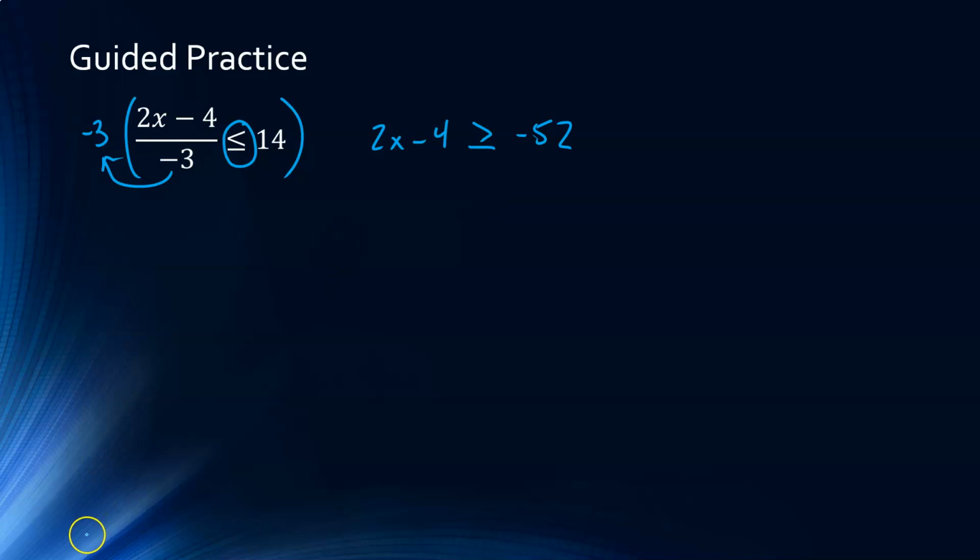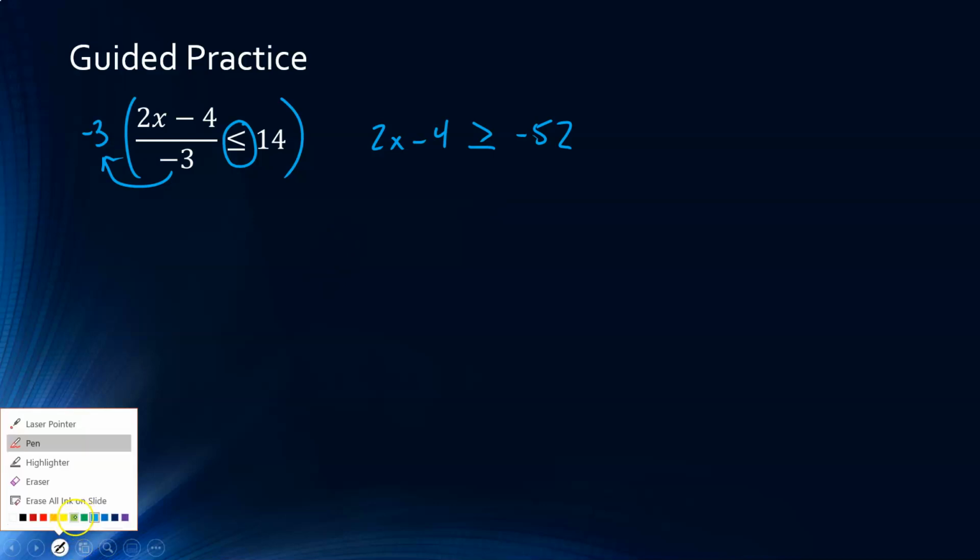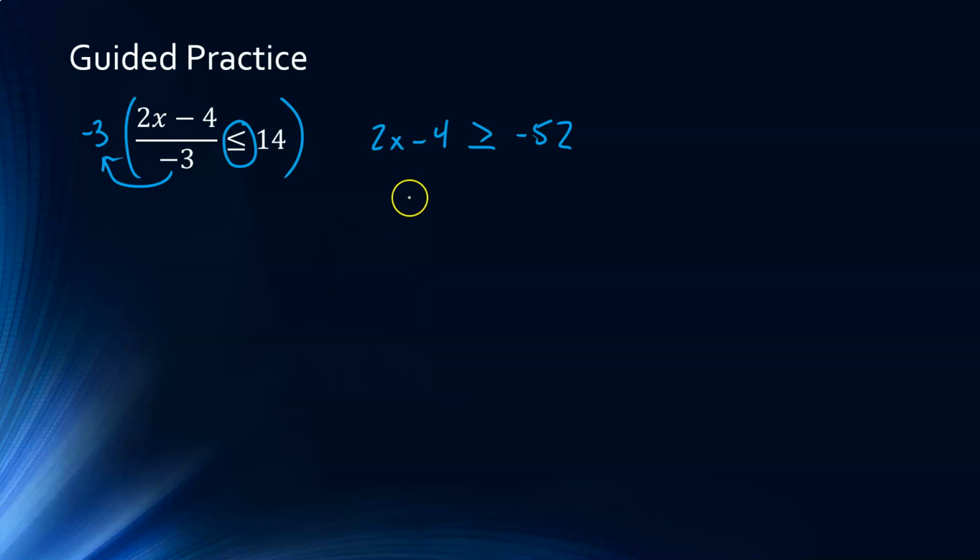So now I just have to solve this inequality here. So I'm going to add 4 to both sides. Then I'd have 2x is greater than or equal to negative 48. Now when I divide by 2, I'm dividing by a positive 2, so I do not flip the inequality. It would just stay greater than or equal to. And negative 48 divided by 2 would be negative 24.